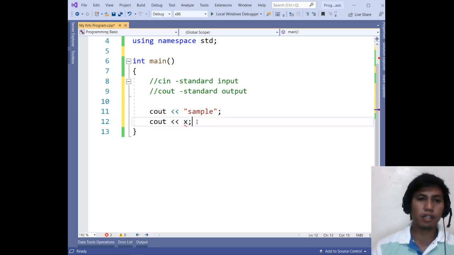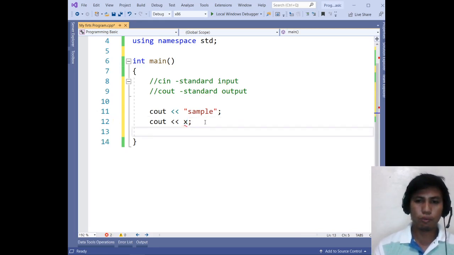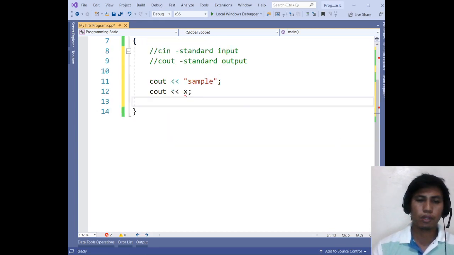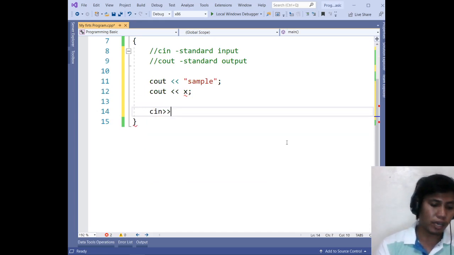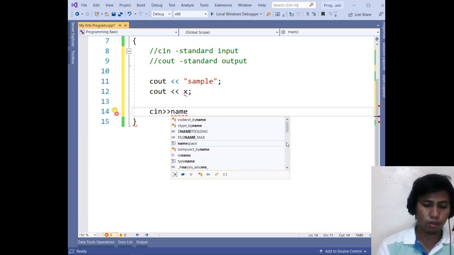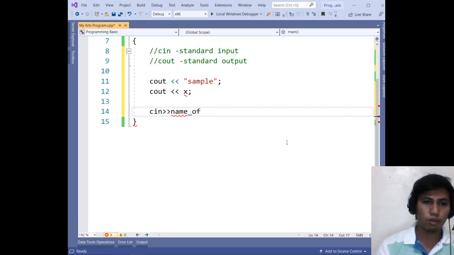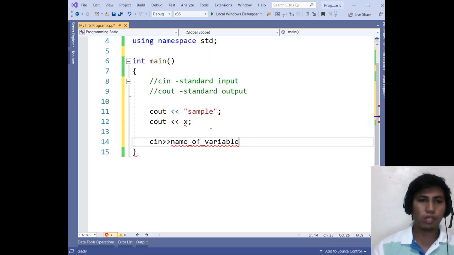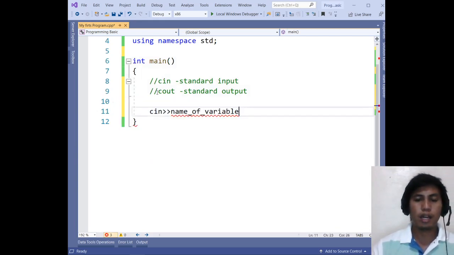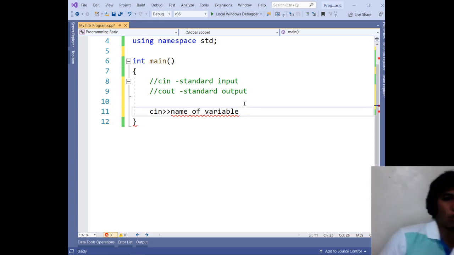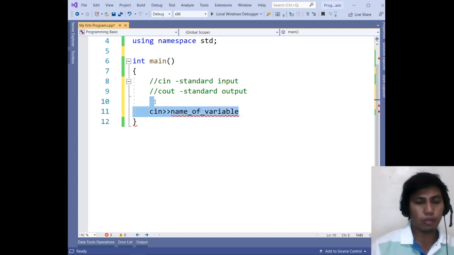So next is standard input. Standard input is Cin followed by two greater than symbols. Then we have the name of a variable. So Cout is basically easy. Now let's try Cin. I'll create a program to demonstrate the use of Cin.